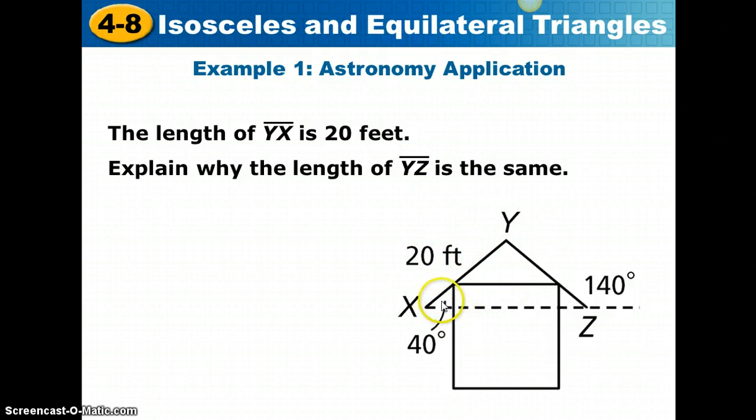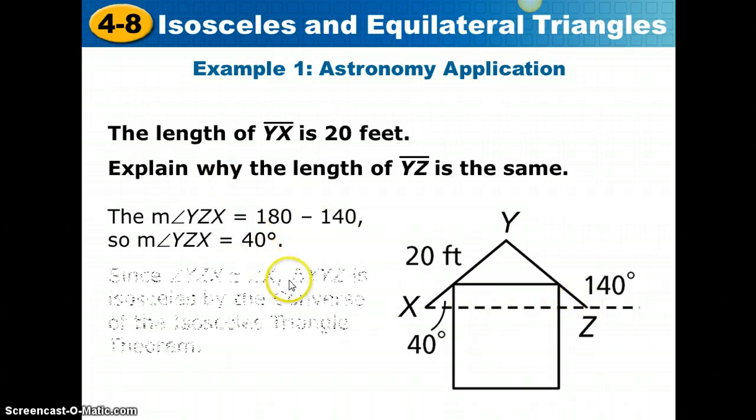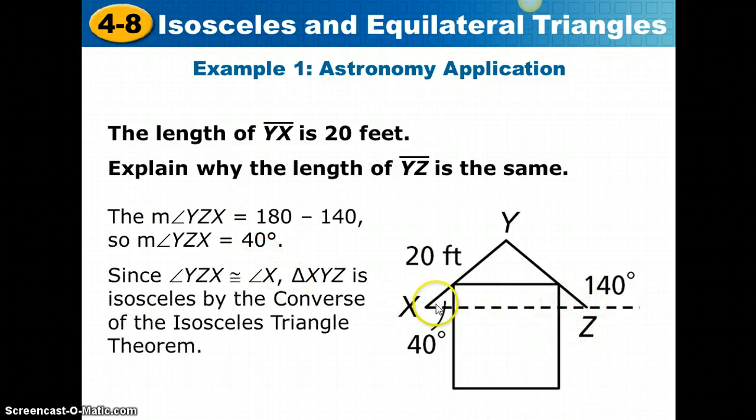Well, in this diagram, you'll see angle X measures 40 degrees, and the exterior angle at Z is 140. That means the interior angle, which forms a linear pair, would also have to be 40 degrees. So it's 40 degrees, which is the same as angle X. Since those are congruent angles, XYZ is an isosceles triangle by the converse of the isosceles triangle theorem, which means that YZ is equal to YX, or 20 feet.